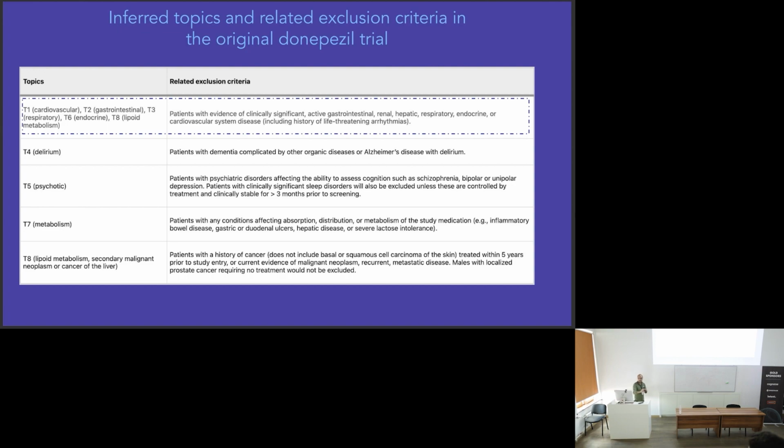And the most important part here: on the right are the related exclusion criteria in the original clinical study. On the left, they wrote the topics, and they found some relation between the real-world exclusion criteria and the ones that they built. I will just look at the first one. We can look at T1, it's gastrointestinal something. Sorry. On the right part, we can see it just says active gastrointestinal something.